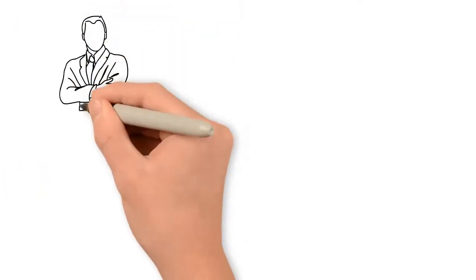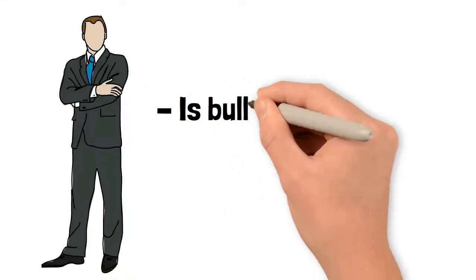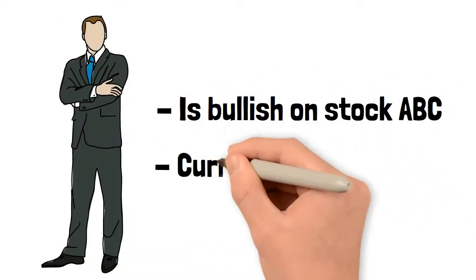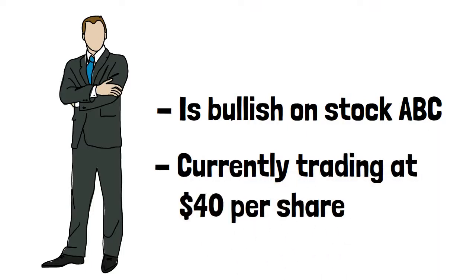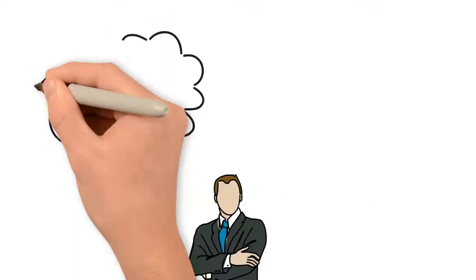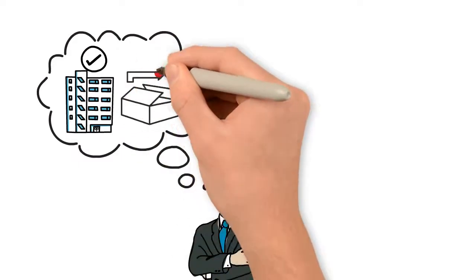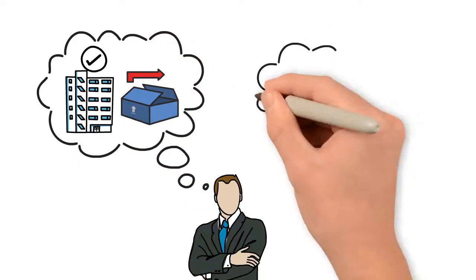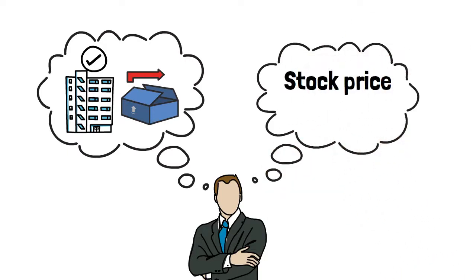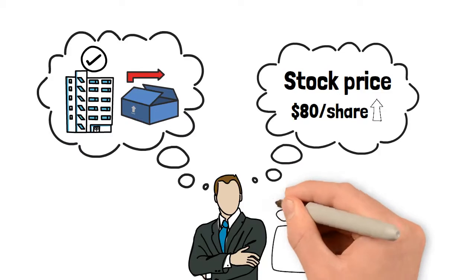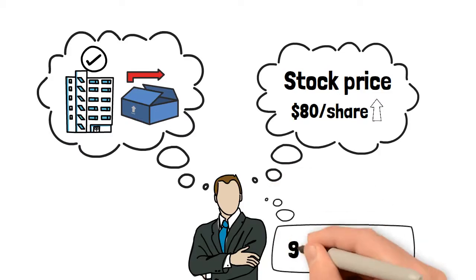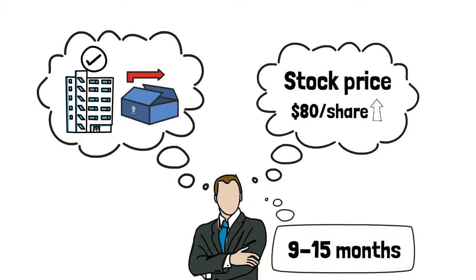For example, suppose that investor John is bullish on stock ABC, which is currently trading at $40 per share. John thinks the company has great fundamentals and is currently in the process of bringing several new products to market. John thinks the stock price could potentially go to $80 per share or even higher if the company is successful with the launch of its new products. John's understanding is that the products may take anywhere from 9 to 15 months to bring to market.